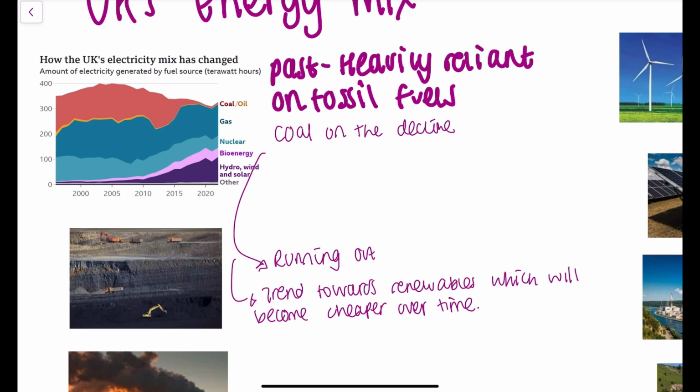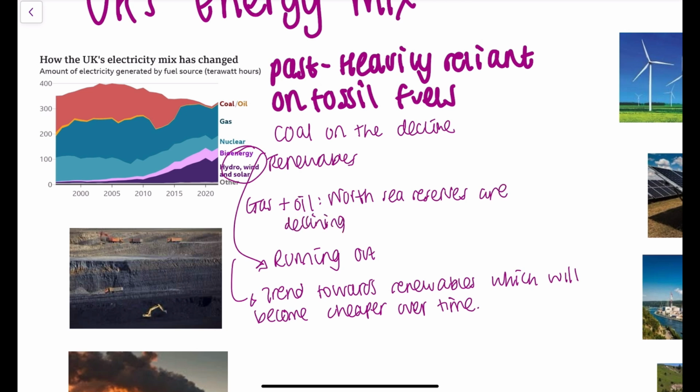The reason that coal is not used as much is because a lot of UK deep mines are closed. The last major one closed in 2015, and we're running out of coal, and we've got that trend towards renewables, which will eventually become cheaper over time. In terms of gas and oil, the North Sea reserves are declining and becoming expensive to extract. Therefore, the UK imports more energy, which reduces the energy security.